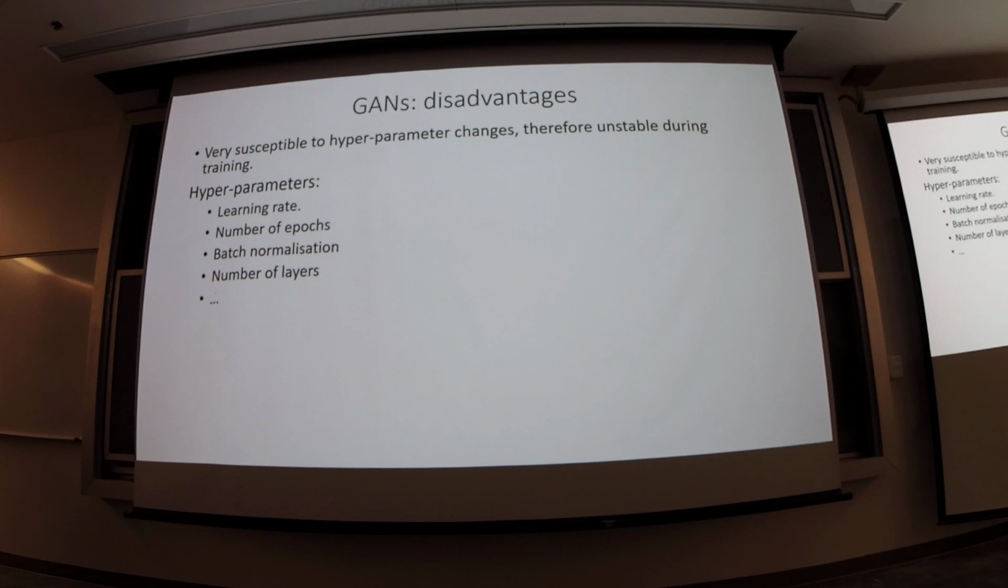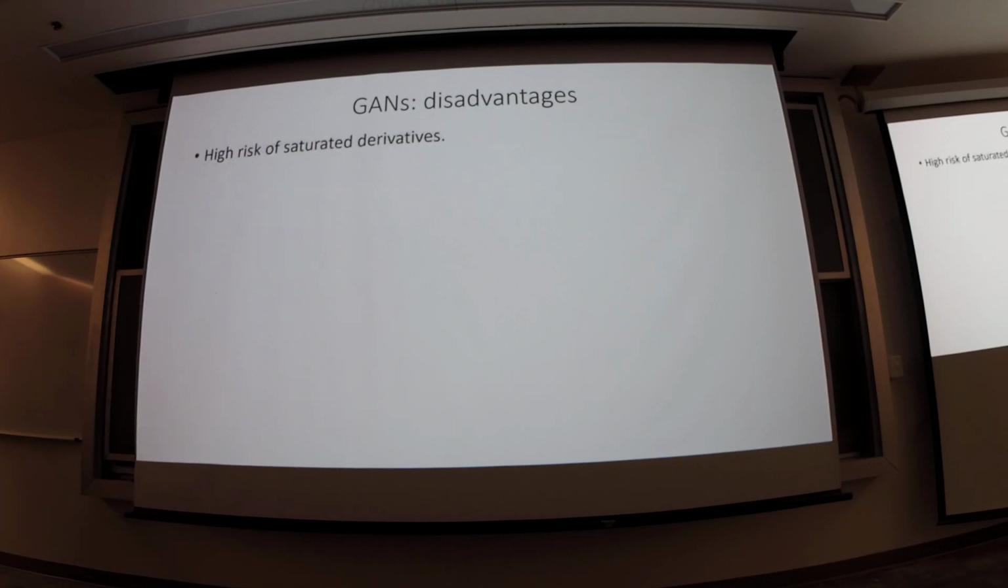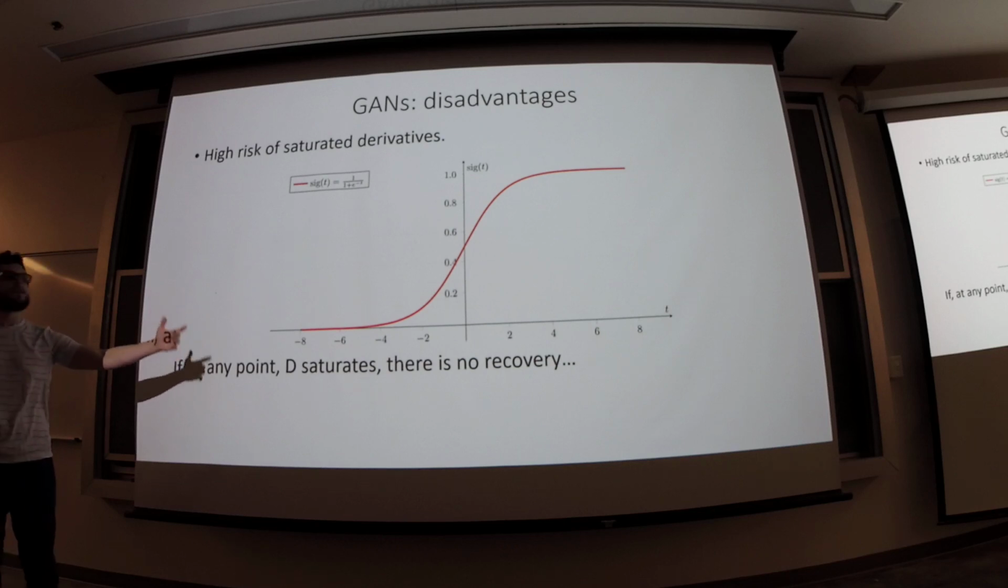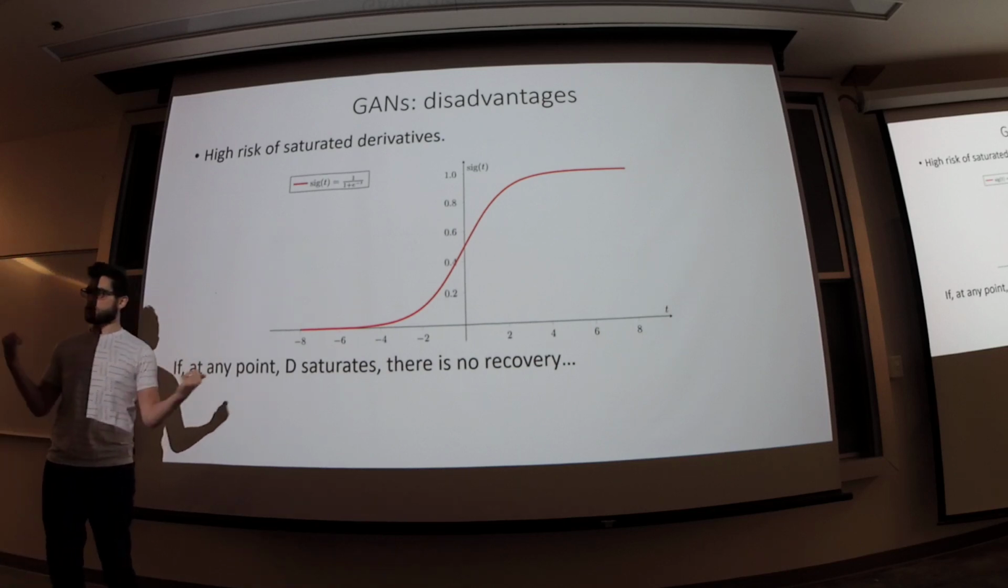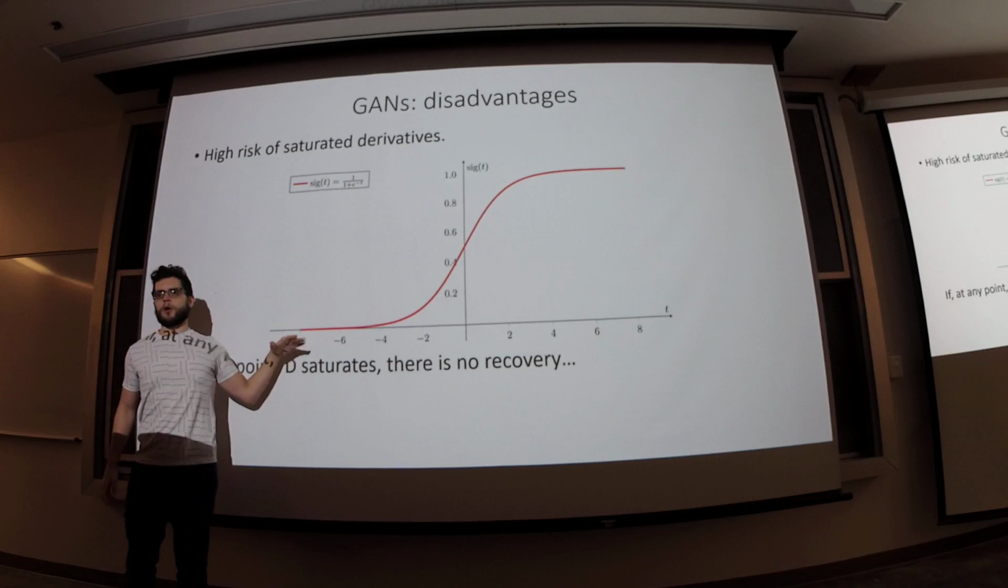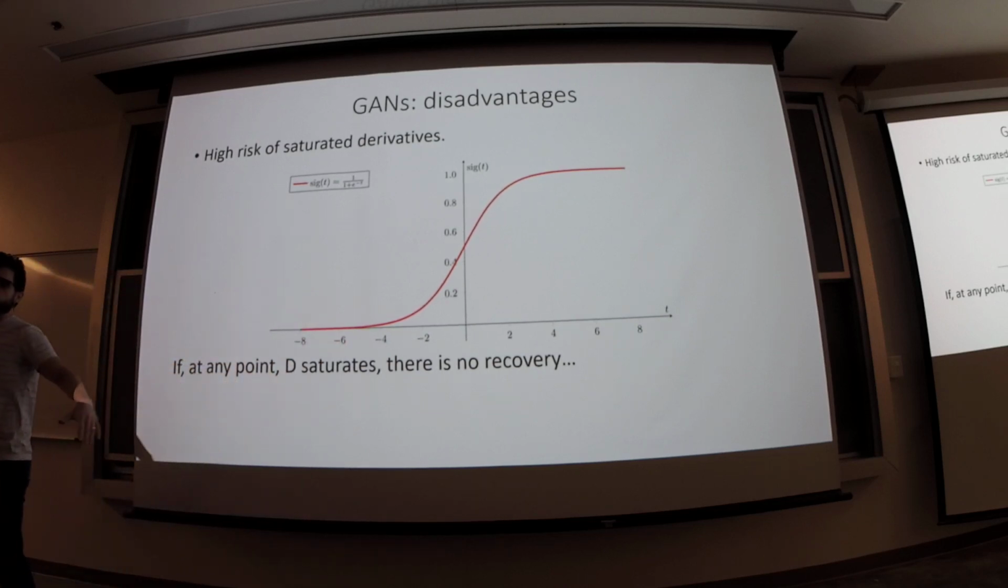There are certain disadvantages. As I was telling you, GANs are very, very fussy. If you change a small hyperparameter, it could break really badly. This is because, since we need a classification, we are using a sigmoid. If the discriminator saturates right away, the derivatives that go towards the generator are almost null. So this is the main problem.